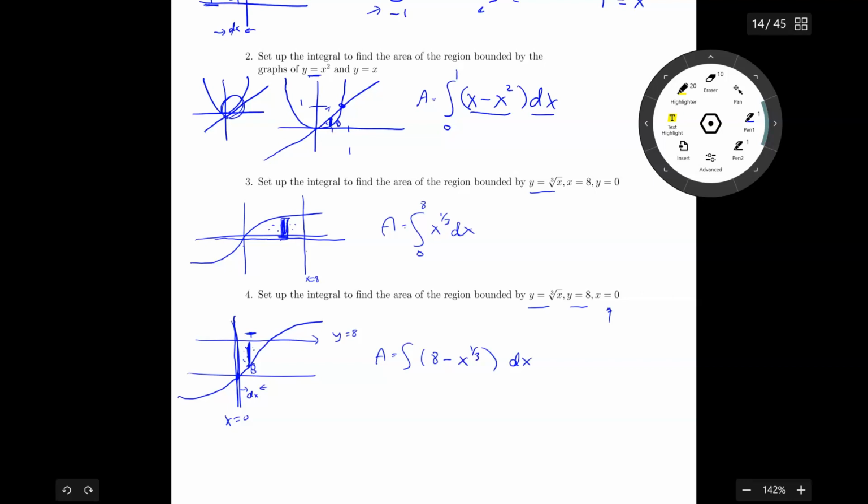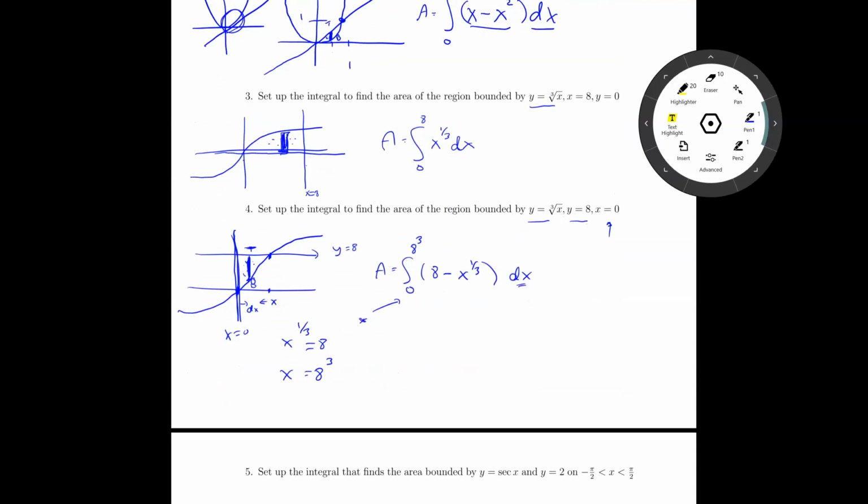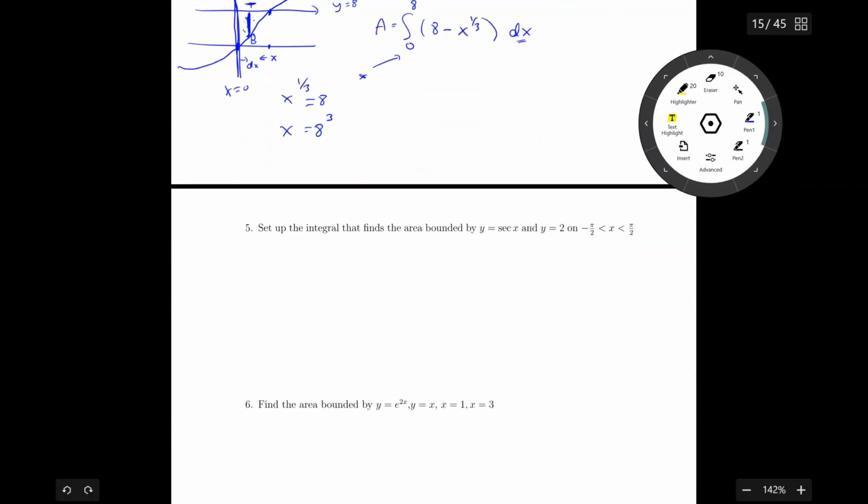And then where am I building the rectangles from and to? I can see I'm starting at x equals 0. And you know these have to be x values because it's dx integration. Then we're going up to where this is happening, so I need to find out what that x value is. That's where the function gives me a y value of 8. So it's like setting x to the 1/3 equal to 8, and then I'm going to cube both sides. So it's going to be 8 cubed. I'm not even going to figure out what that number is; it's a large number. So there we go, that's the area bounded. Make sure you're comparing and contrasting and thinking about where the area is.